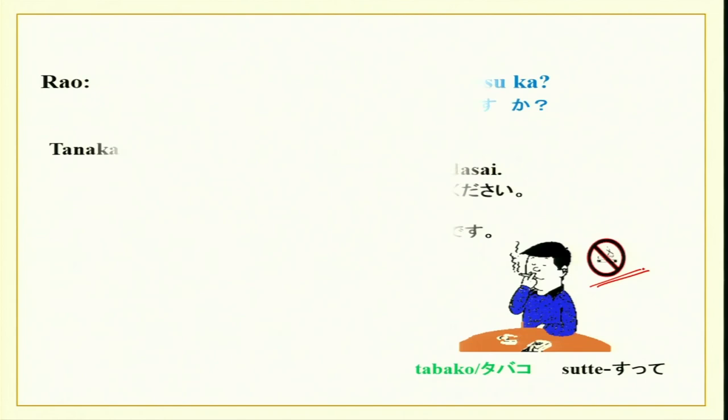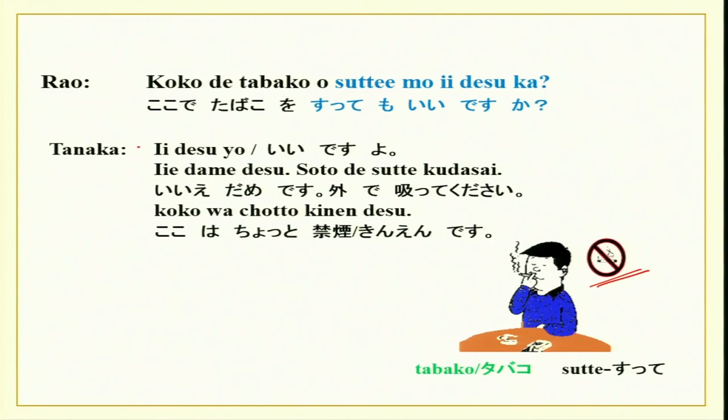Now he is smoking and you will notice at a lot of places you will see this. So what is it? Koko de tabako o sutte mo ii desu ka? One is ii desu yo. It's all right. Iie dame desu. Dame is it is not allowed. Soto de sutte kudasai or soto itte kudasai.